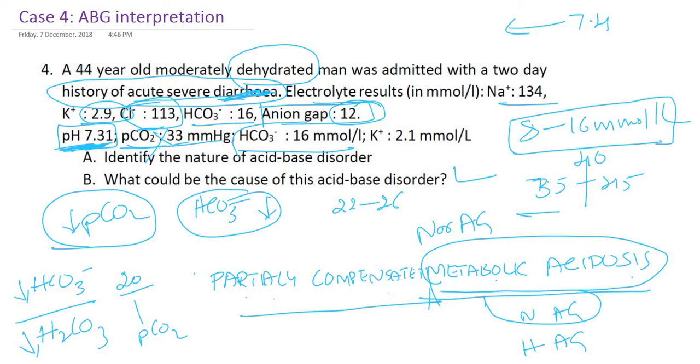So in this way you need to learn how to interpret an ABG report. It will be helpful, especially for saving the patient. ABG is always required for a critically ill patient, especially in the ICU. That's all about ABG interpretation.